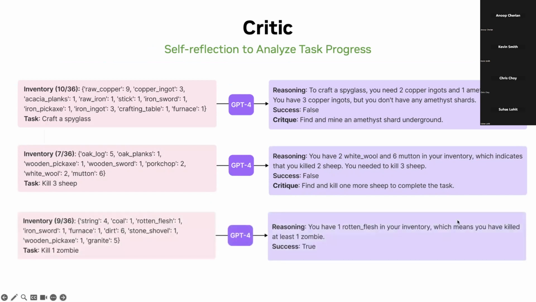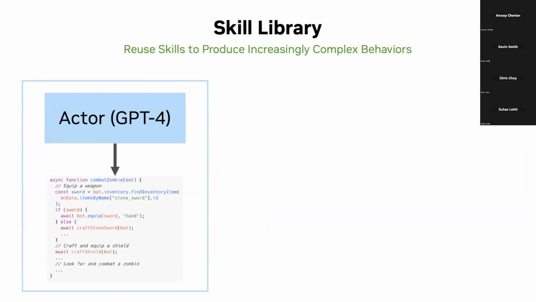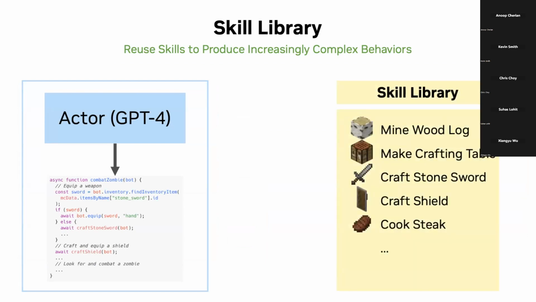So this kind of self-critic, the self-reflection, allows the agent to improve, evaluate the situation, and then propose solutions automatically. So let's say that we go through all these processes and we implement one skill. Then we save it in this persistent skill library as a set of JavaScript code objects. This skill library can contain functions for mining wood logs, crafting stone swords, and so on.